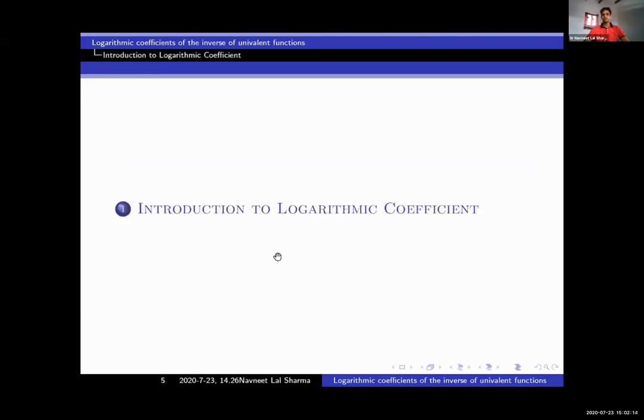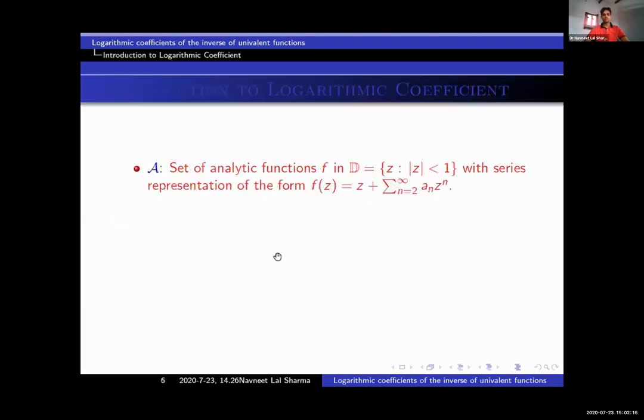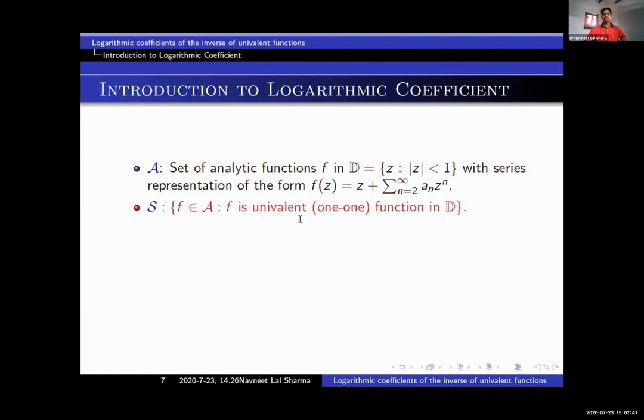So let's start. Introduction to the logarithmic coefficient problem. Let A be the set of analytic functions in the unit disk which has a power series representation. This representation is called the normalized form. Why is it normalized? Because f at origin is 0 and f prime at origin is 1. So we can also say this is the class of normalized analytic functions. Next, S is the class of normalized analytic univalent functions. Univalent means one-to-one function.